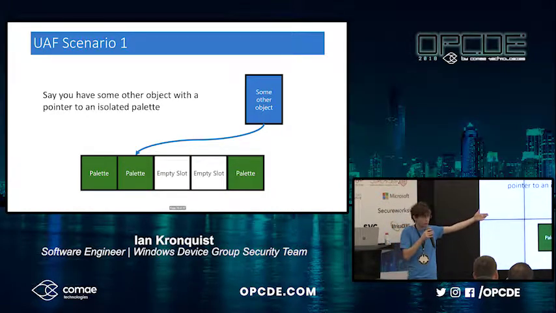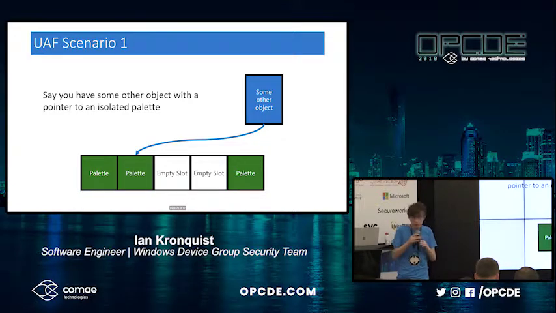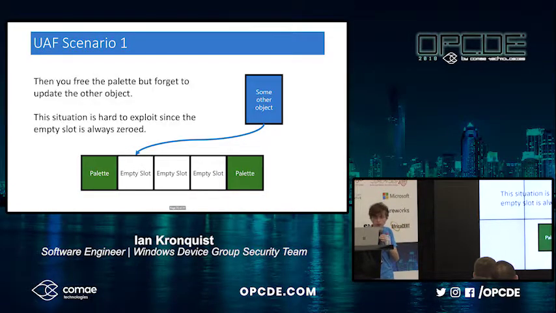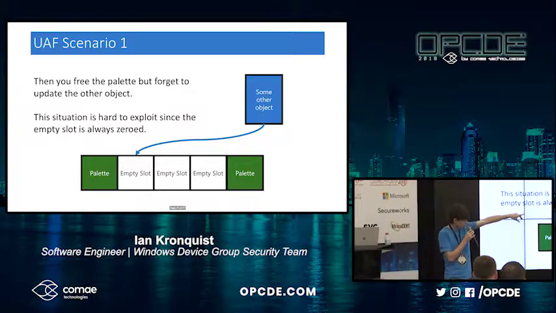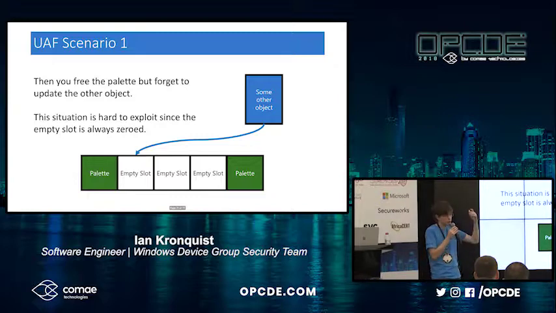It might live on the general purpose heap, and then it points to the palette. And what we're going to do is we're going to free that palette, which is pointed to by the other object, and we're going to forget to update the other object. Maybe there's some complicated mistake. Maybe a programmer refactored the code and forgot about some condition, some edge case. Now we've got this dangling pointer pointing at an empty slot.